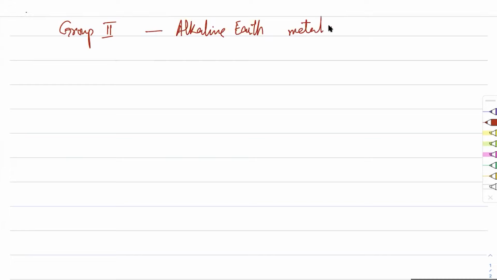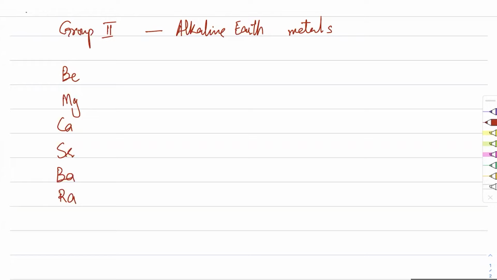I'm not sure why we call them that. Must be some reason. We have these groups. These are beryllium, magnesium, calcium, strontium, barium, radium. The atomic size increases downwards. There are many other important qualities that they have.